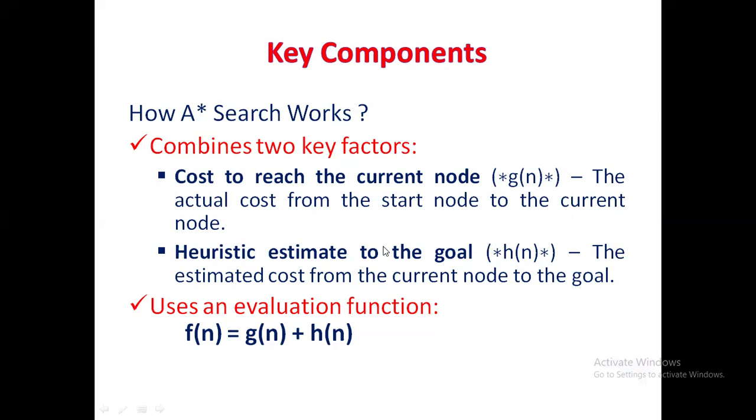The next key factor is the heuristic estimate to the goal h of n. This is an estimate of remaining cost from the current node to the goal. A good heuristic function helps guide the search efficiently. These two values are combined in the evaluation function, given by f of n. So f of n means evaluation function. It is given by f of n is equal to g of n plus h of n, where f of n determines the priority of each node during exploration. The lower the value of f of n, the more promising the path.